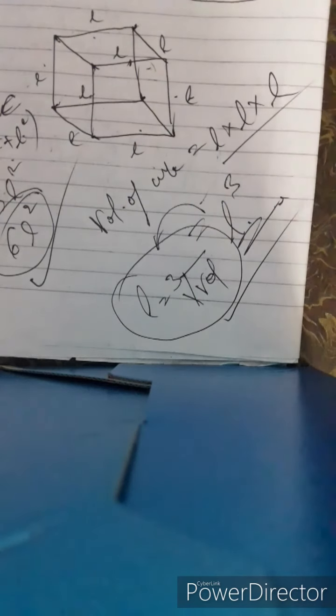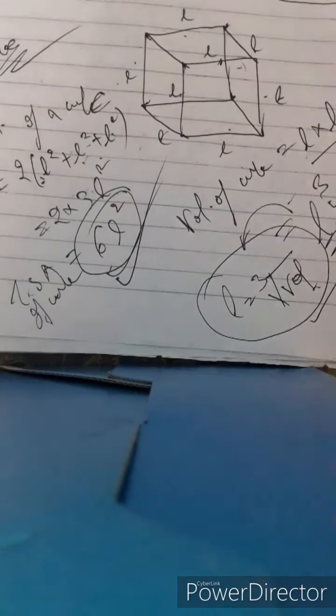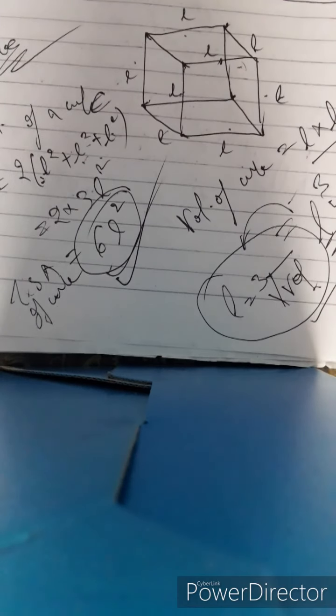So you have to be familiar with these two formulas regarding cube. Volume of cube is L cube, that is side cube, and total surface area of cube equal to 6 into side square.